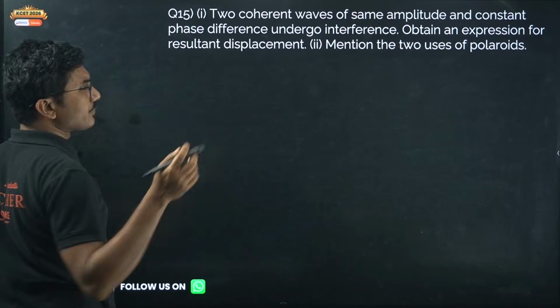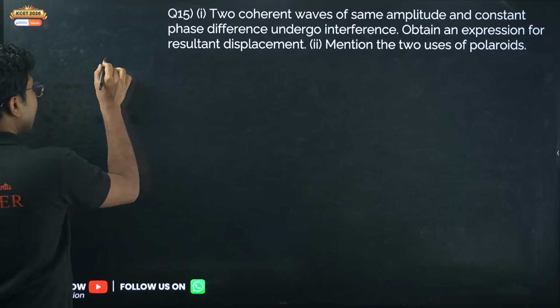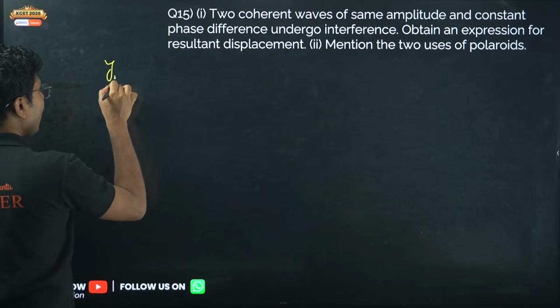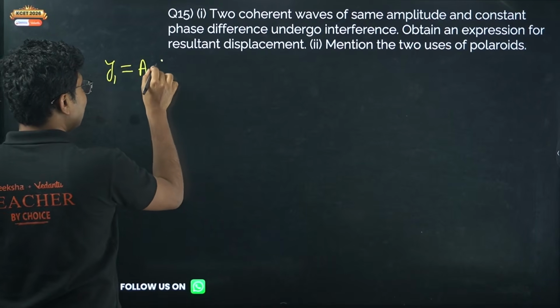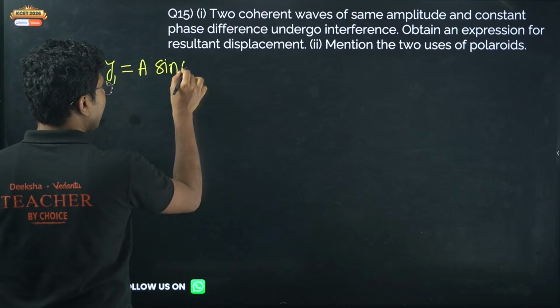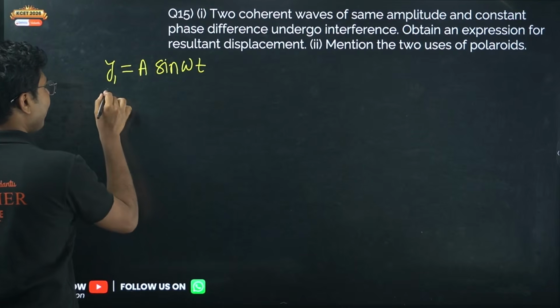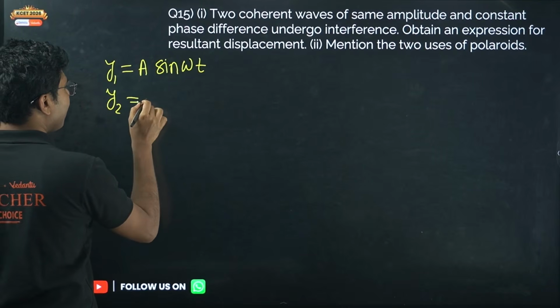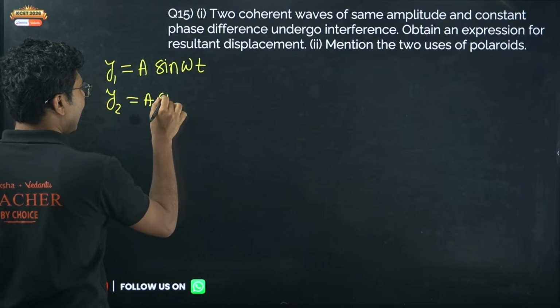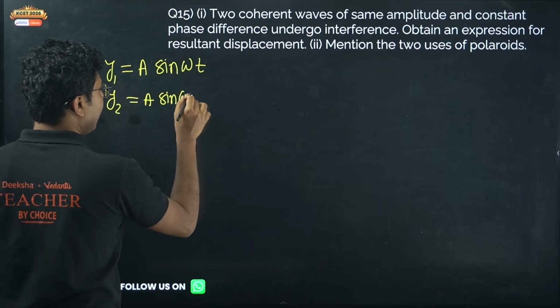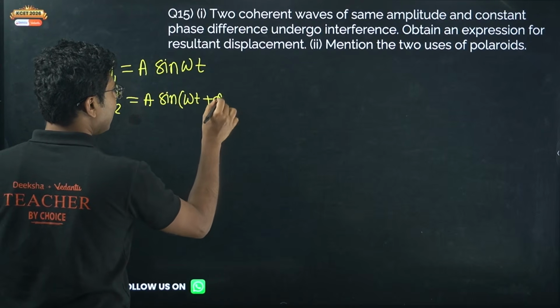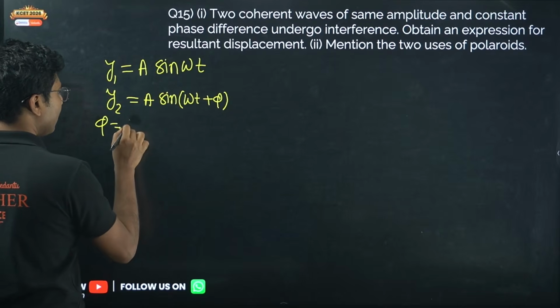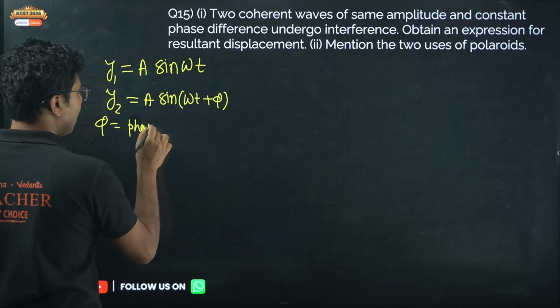So two coherent sources means we have, say, source number 1, y1 given by a sine omega t, and another wave having same amplitude, that means it will be a sine omega t plus phi. Phi is the phase difference. Phi equals to phase difference.